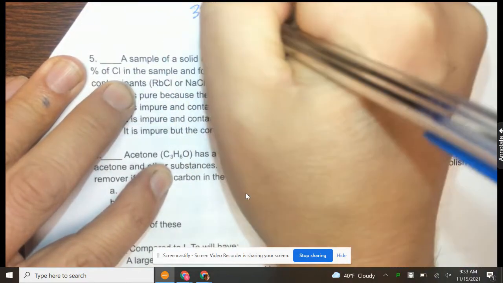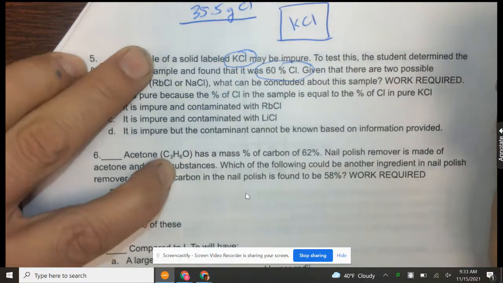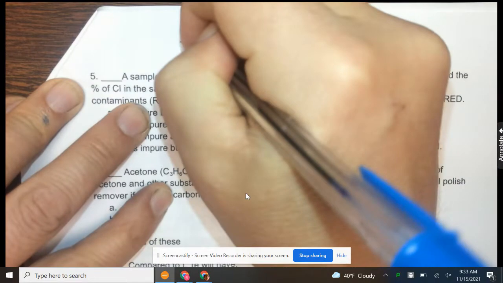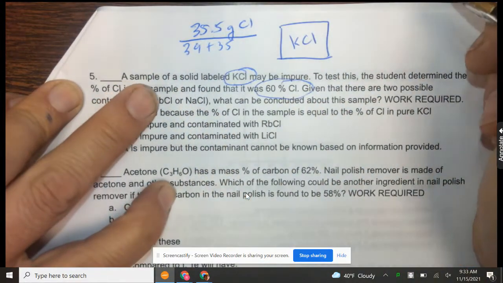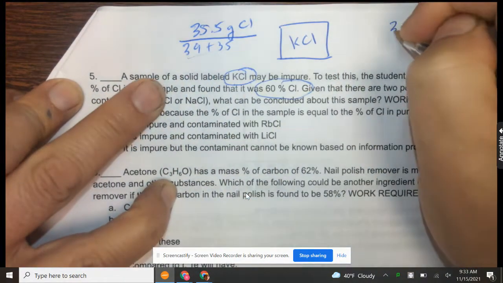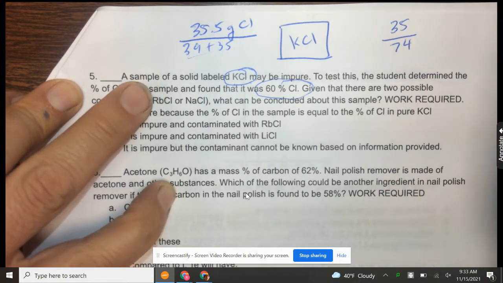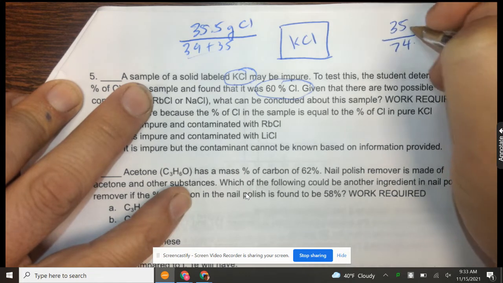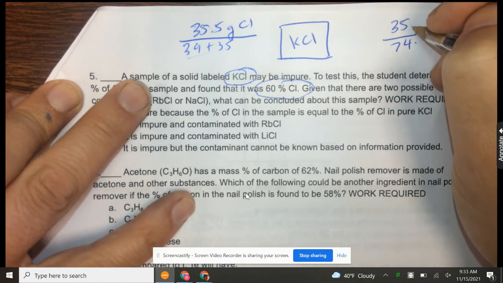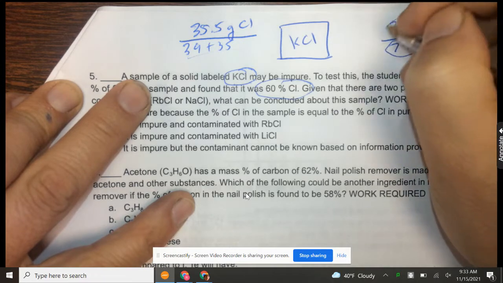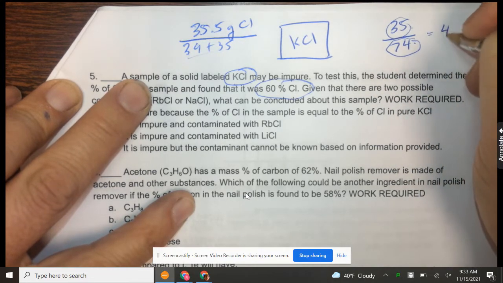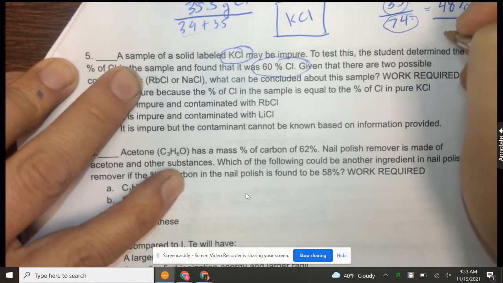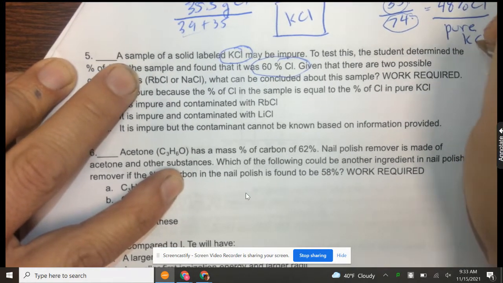Chlorine is 35.5 grams. The total mass of a potassium and a chlorine would be 39 plus 35. That's 74. So you'd have 35 over 74. Now, 35 is exactly half of 70. So this is a little bit bigger than 70, so this is going to be a little bit less than half. So maybe around 48% chlorine by mass. So that would be if you had pure KCl.